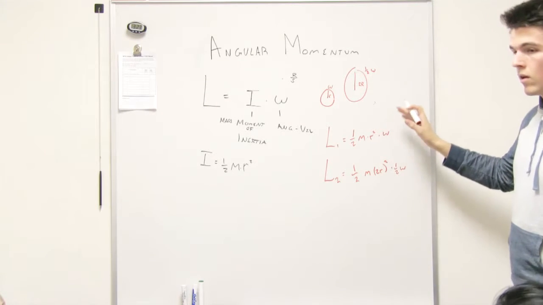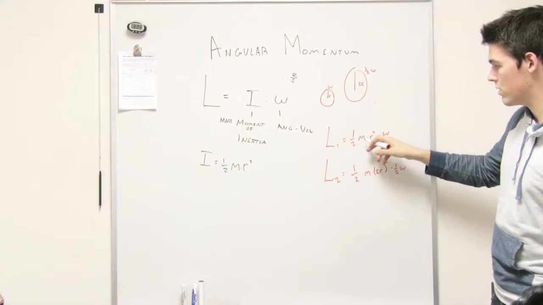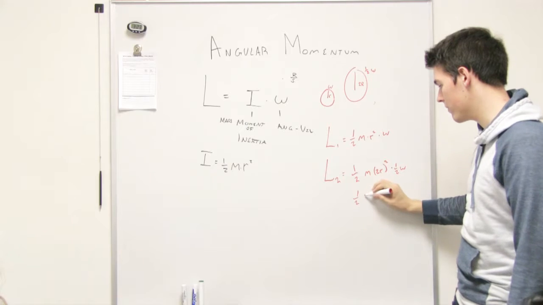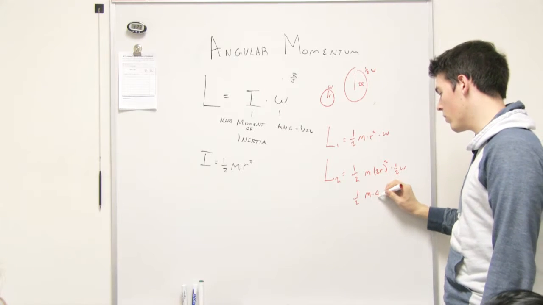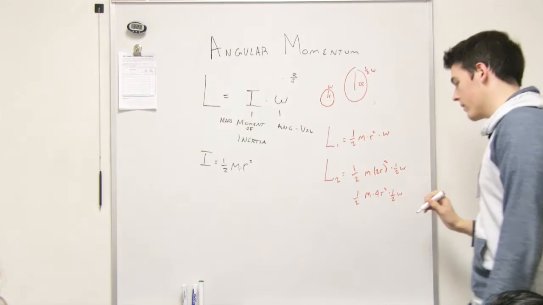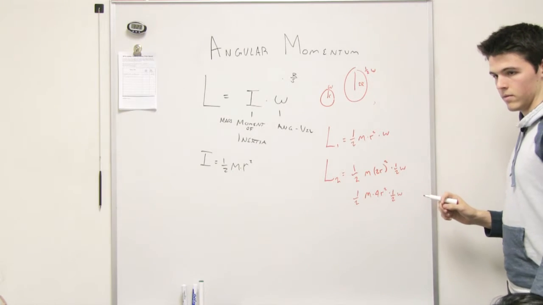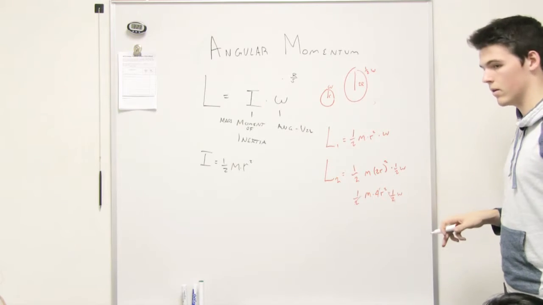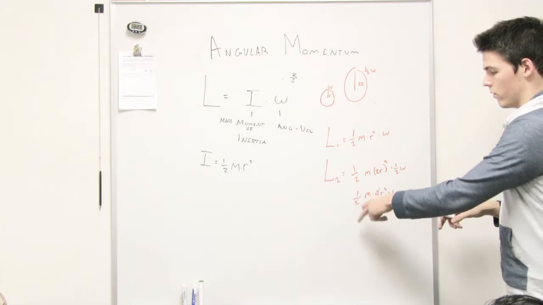Now we can simplify down. This comes to 1/2 m times 4R squared times 1/2 omega. That 4 will cancel those two out, because 1/2 times 1/2 is 1/4.